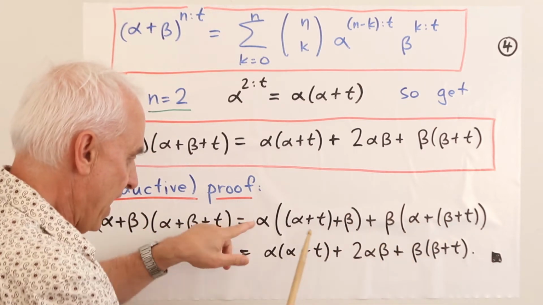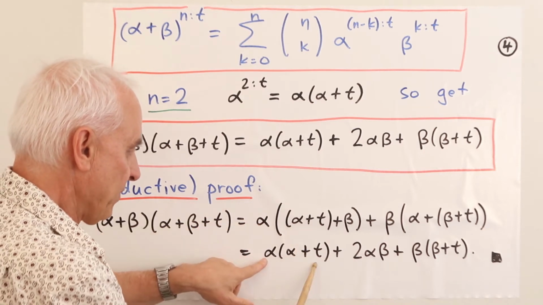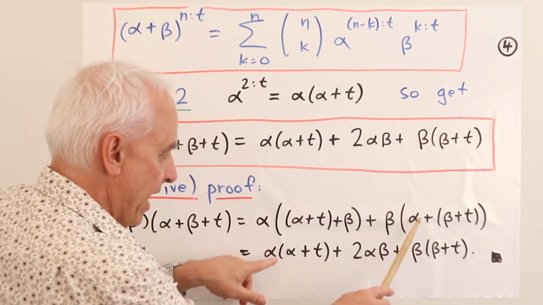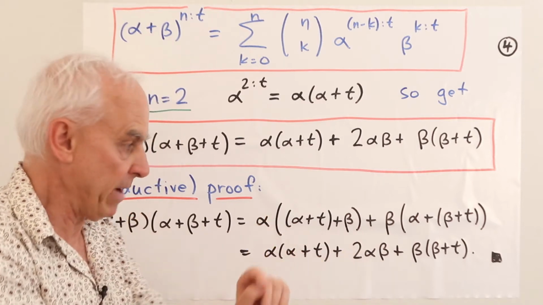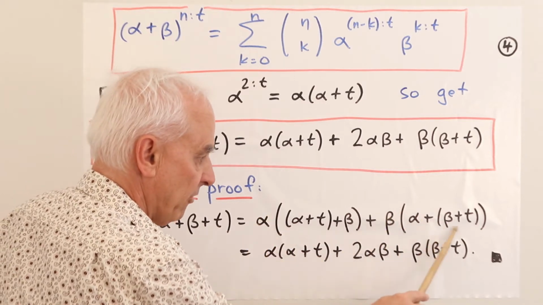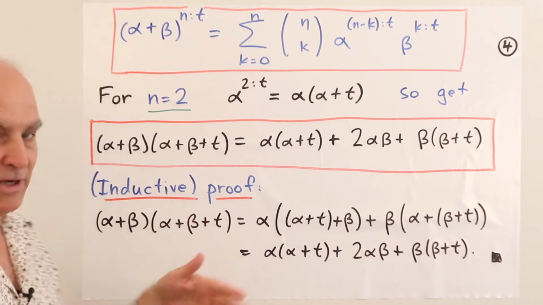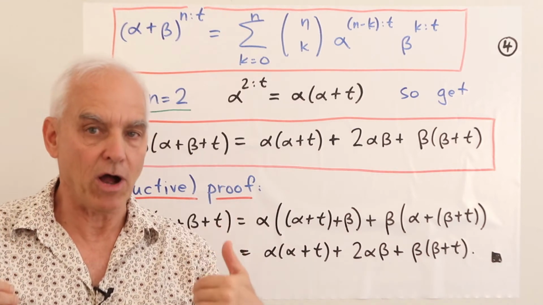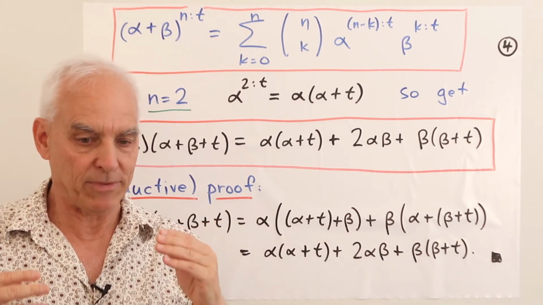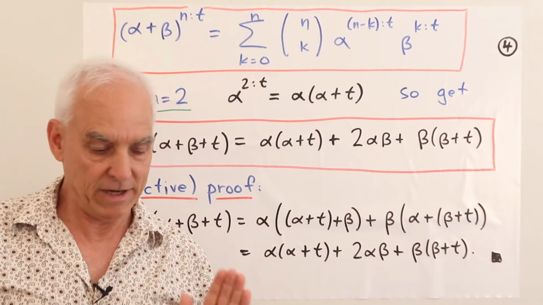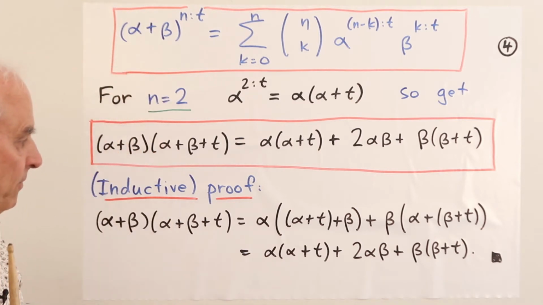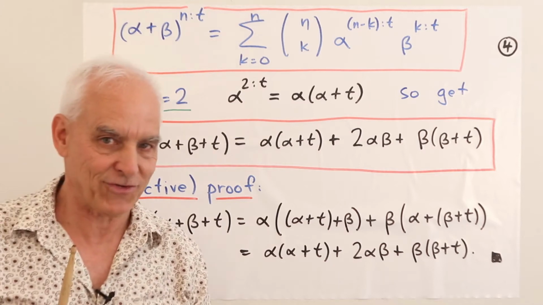Then when we expand that, we get an alpha times alpha plus t. We get an alpha beta from here, an alpha beta from here, so altogether 2 alpha beta, and left over a beta times beta plus t. So it's a very similar argument to what we saw in the Chu Vandermonde story, except that there's a t floating around, but it's not substantially different. So that proves the n equals 2 case.